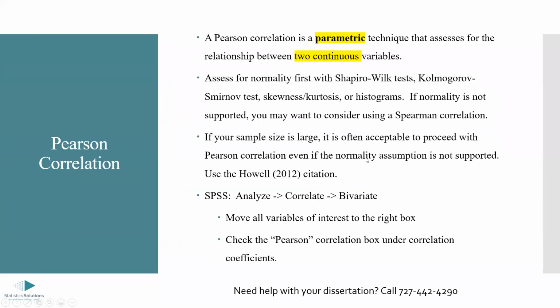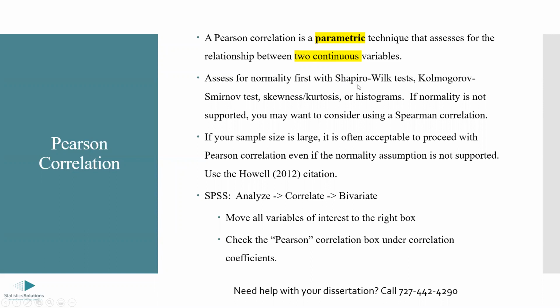So now we'll jump into a Pearson correlation. So again, a Pearson correlation is a parametric technique that tests the relationship between two continuous variables. What do you want to do first? You first typically want to check for normality. Okay, so you want to check for normality.